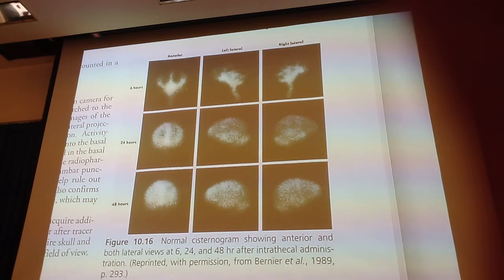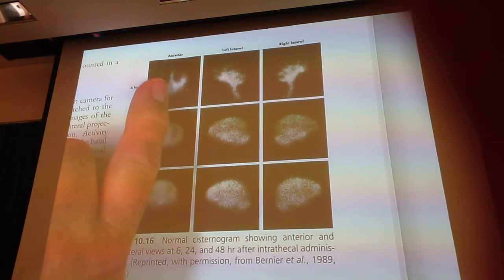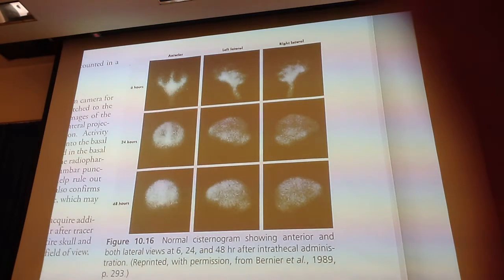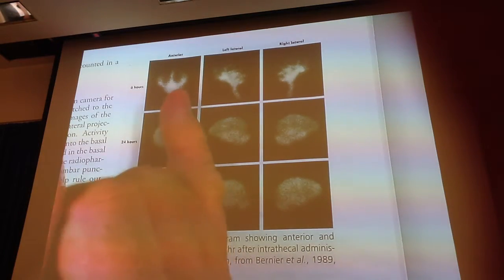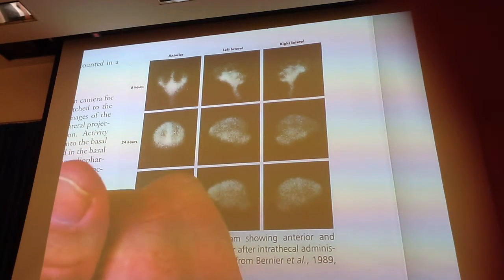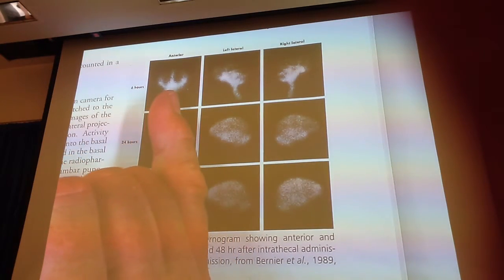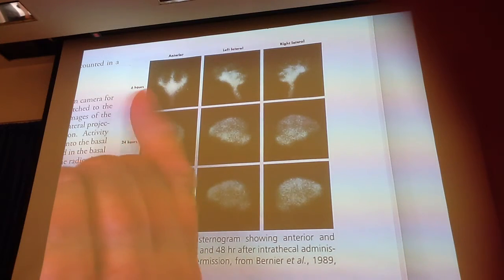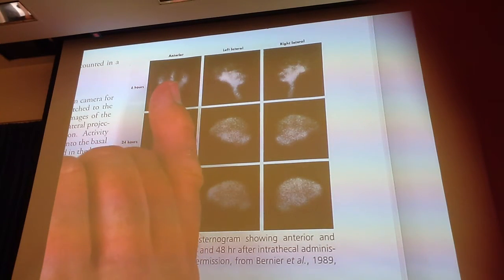Because, you know, the thing is, if you see radioactivity in these dark areas, you've got hydrocephalus. In other words, what's happening is the pressure is so high, it's forcing the fluid back. It's flowing backwards instead of forwards. If it's flowing forward, it should look like this. At 4 to 6 hours, you should see the pitchfork sign.